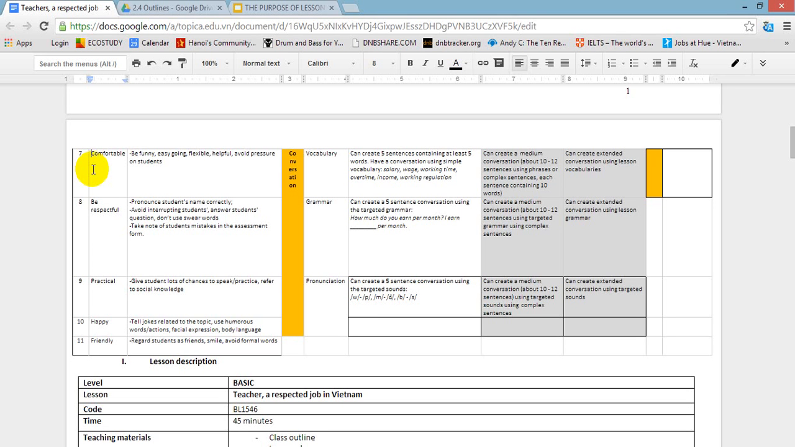And the last point tied into this, we need to be friendly to the students and imagine them as one of our friends, and so we would smile at them, we'd avoid using some formal words and just be relaxed with them.